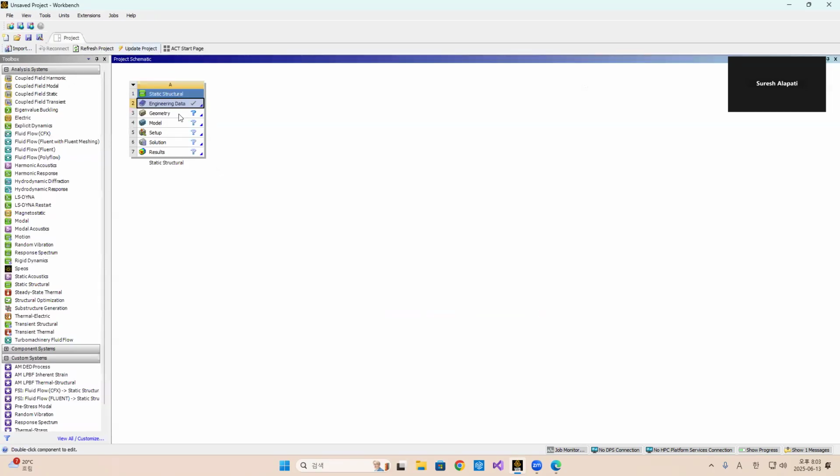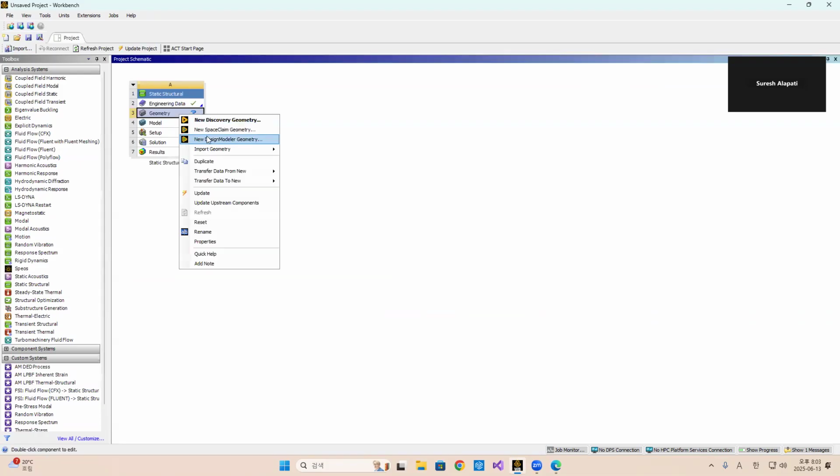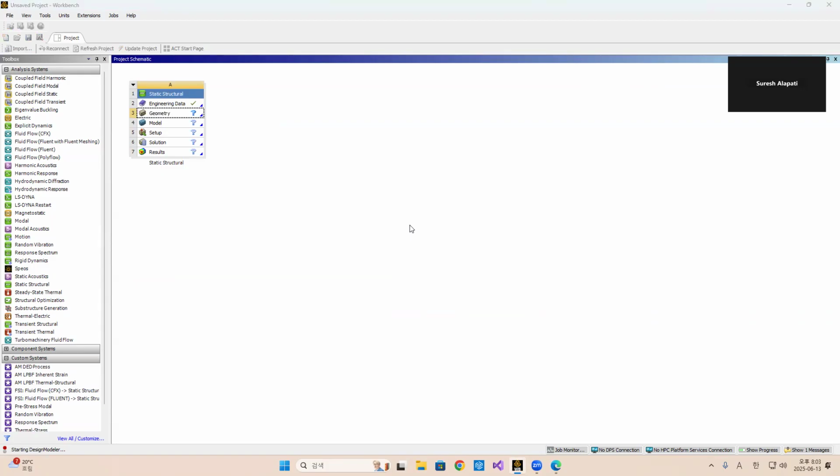Now in geometry, I'm going to create my own geometry in Design Modeler, because I am familiar with Design Modeler. Just creating lines is enough, so creating line.